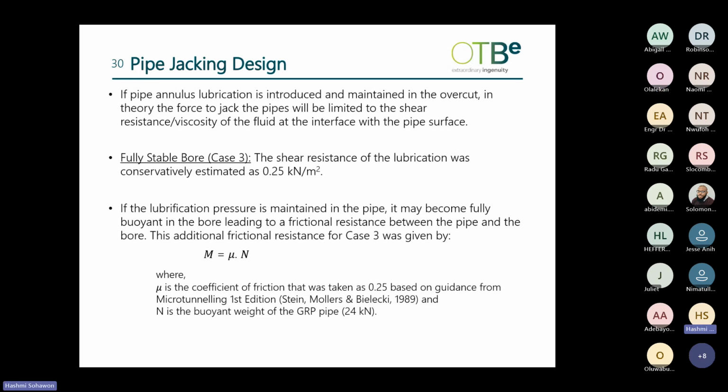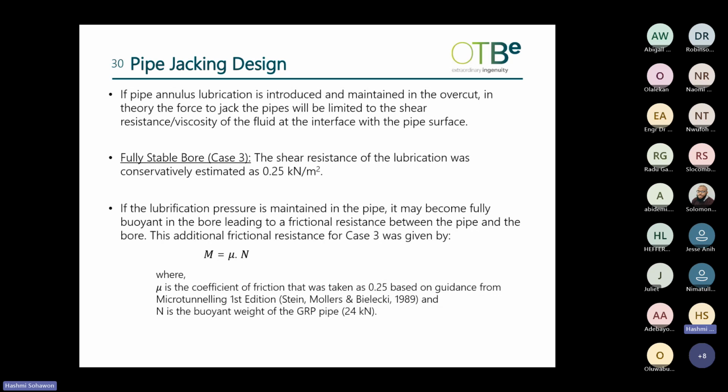In case 2, which is the intermediate case, the friction is being provided by a mix of soil interface and lubricant interface. And that is why we reduce the frictional force by percentage accordingly. So for this case, the shear resistance of the lubricant was estimated to be 0.25 kPa.